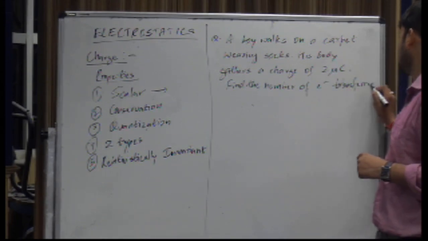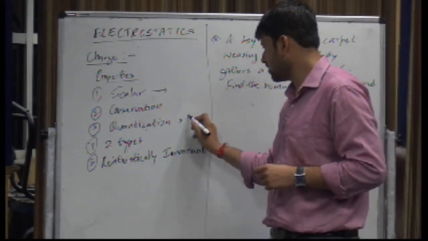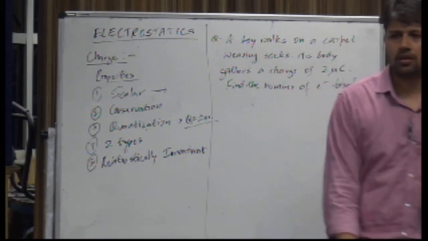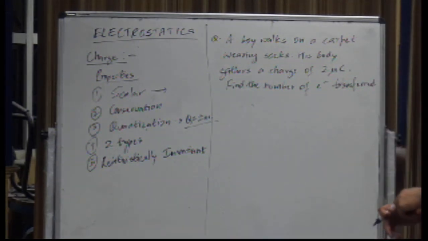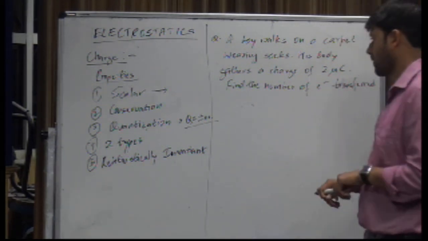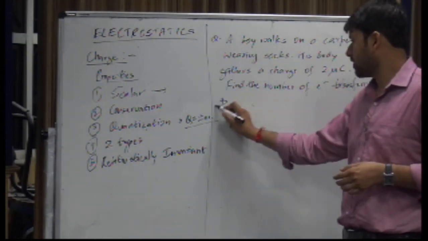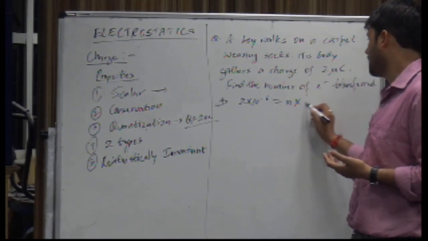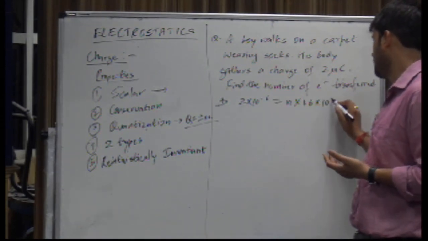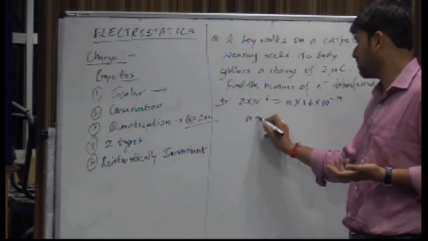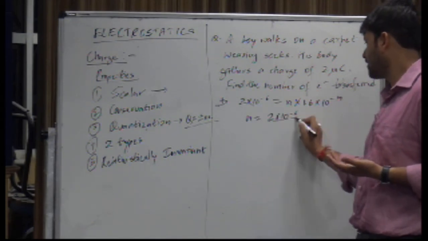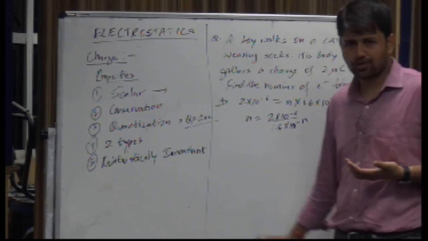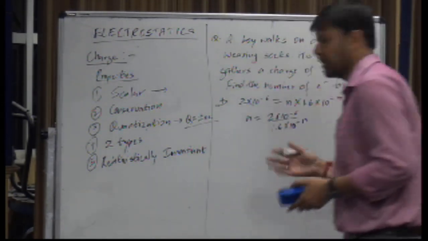For quantization, you already know Q is plus minus NE. So N equals 2 into 10 to the power minus 6 upon 1.6 into 10 to the power minus 19. So it's pretty straightforward. So N can be calculated. Obviously, I won't be doing it. This for you to take care of. Right? Can I erase it?